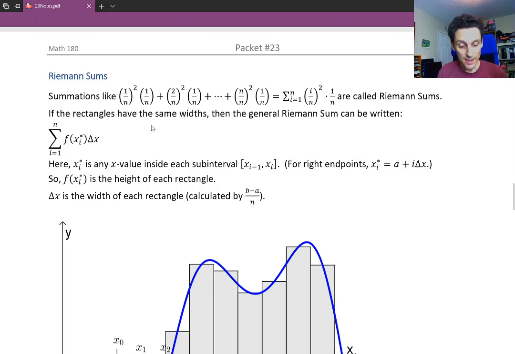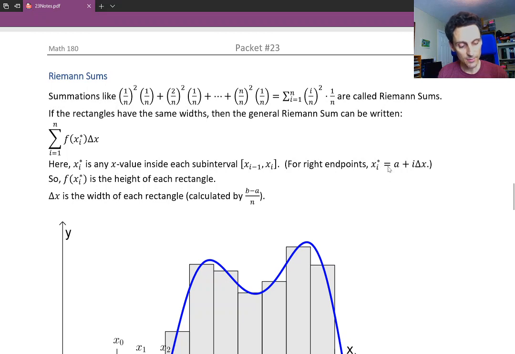Now, if the rectangles have the same widths, like they all did here, 1 over n, then the general Riemann sum can be written like this. It's the sum as i goes from 1 to n of f of x sub i star times delta x. X sub i star here is just representing any x value inside of each of the subintervals. So in our example, we used right endpoints.